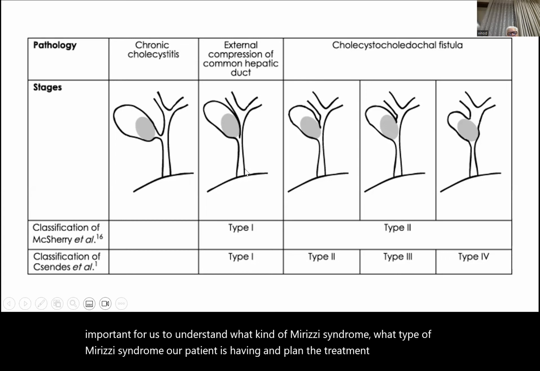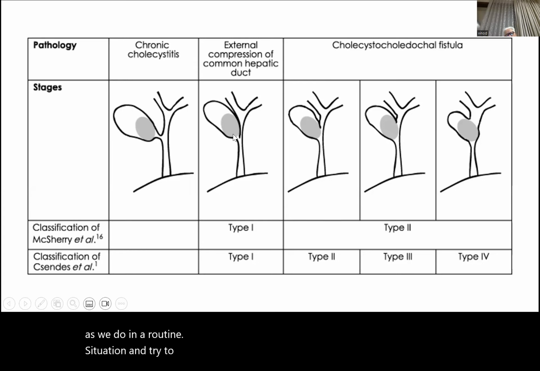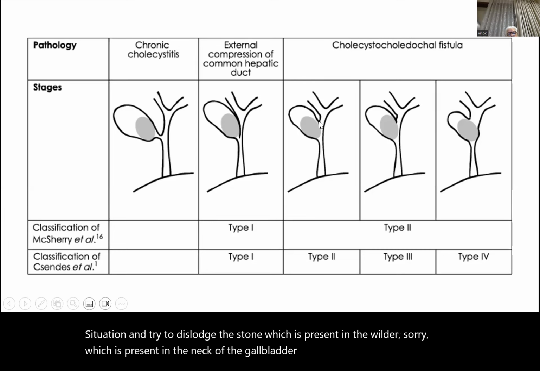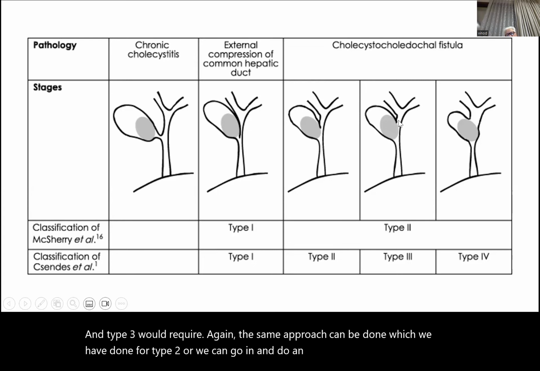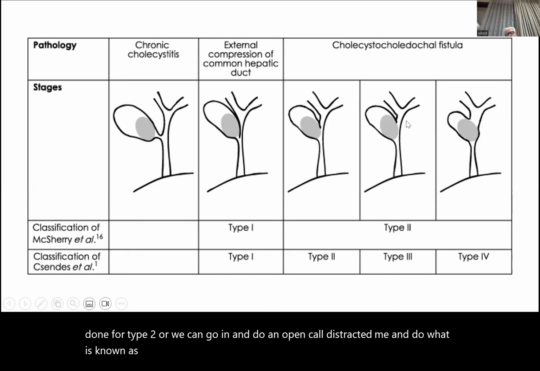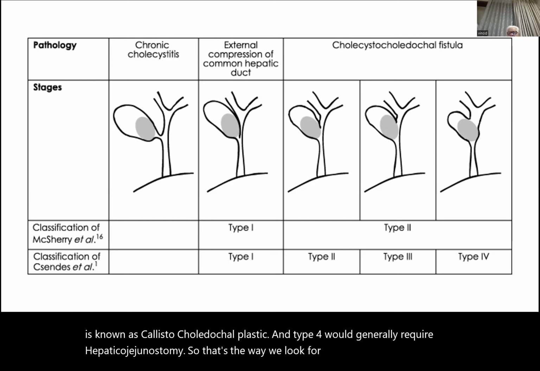I'll repeat: type 1 is laparoscopic cholecystectomy by and large the same way as we do in a routine situation, and try to dislodge the stone which is present in the neck of the gallbladder. Type 2 would require leaving behind a cuff of the gallbladder and removal of this stone. And type 3 would require, again, the same approach which we have done for type 2, or we can go in and do an open cholecystectomy and do what is known as cholecystocholedochoplasty. And type 4 would generally require hepatico-jejunostomy. So that's the way we look for management of Mirizzi syndrome.